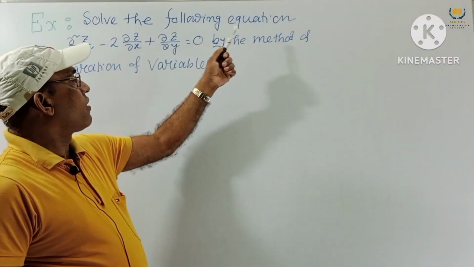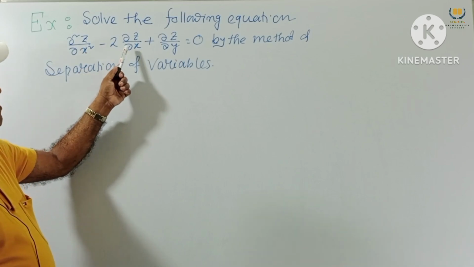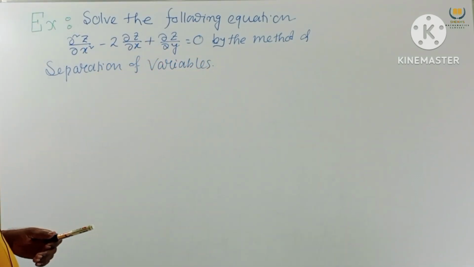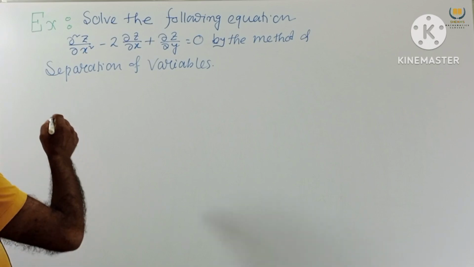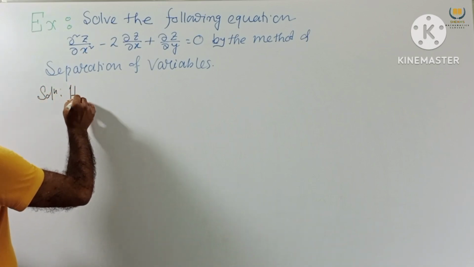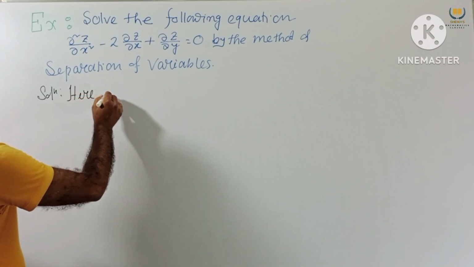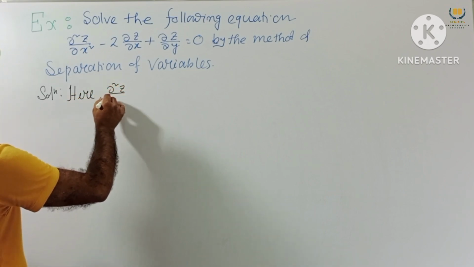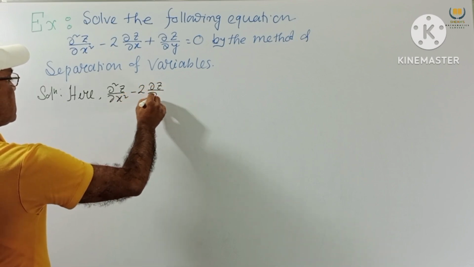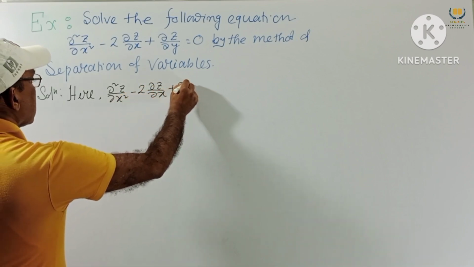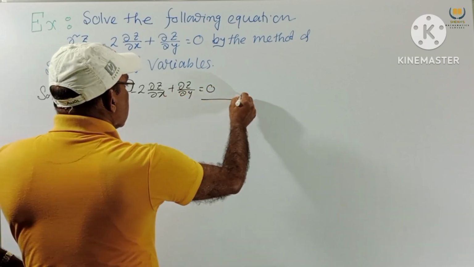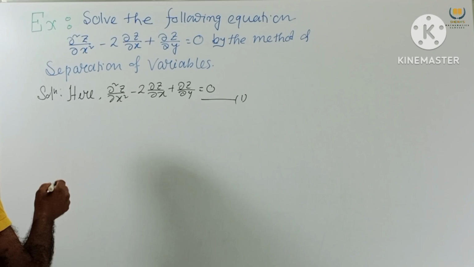Problem. Very easy. Solve the following equation: del square z del x square minus 2 del z del x plus del z del y equals 0 by the method of separation of variables. Now solution. So here del square z del x square minus 2 del z del x plus del z del y equals 0. We consider this is number 1.